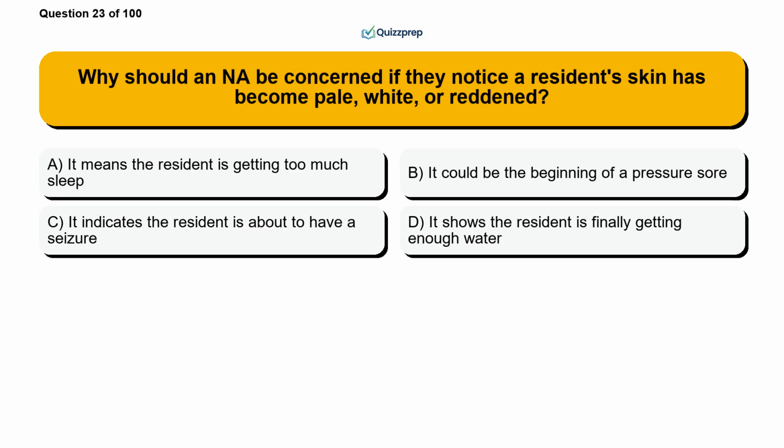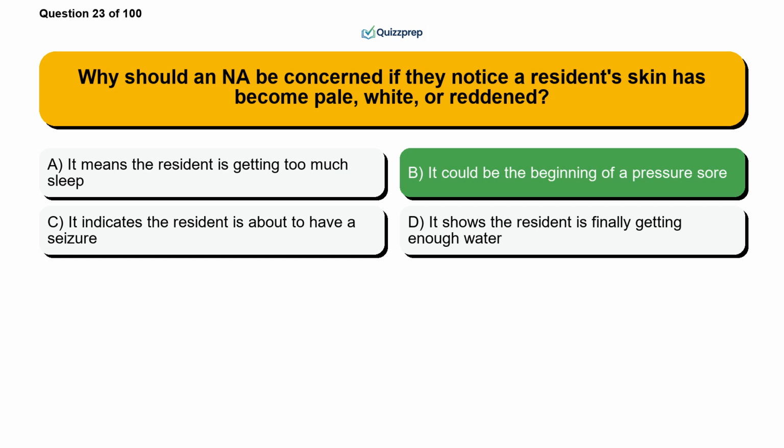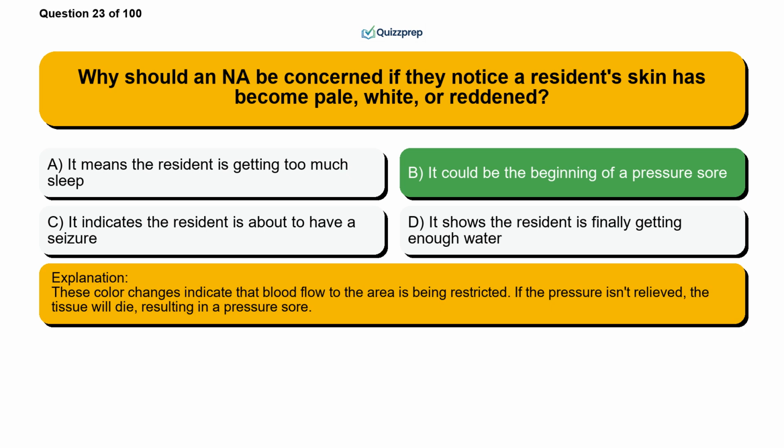Question 23. Why should a NA be concerned if they notice a resident's skin has become pale, white, or reddened? Option A, it means the resident is getting too much sleep. Option B, it could be the beginning of a pressure sore. Option C, it indicates the resident is about to have a seizure. Option D, it shows the resident is finally getting enough water. The correct answer is option B. It could be the beginning of a pressure sore. These color changes indicate that blood flow to the area is being restricted. If the pressure isn't relieved, the tissue will die, resulting in a pressure sore.